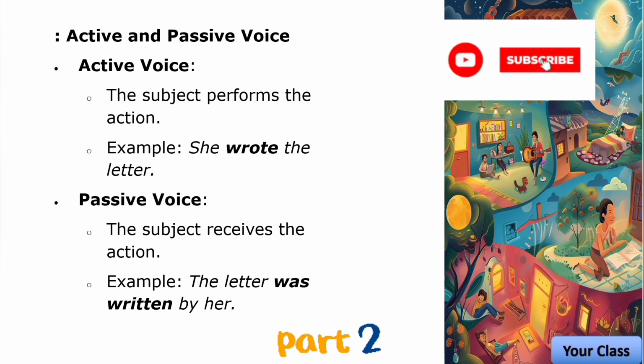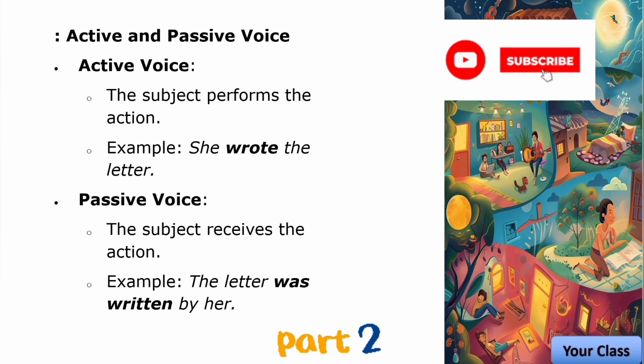In passive voice, the subject receives the action of the verb. The object in the active voice becomes the subject in the passive voice. Structure: subject plus be verb (is, was, etc.) plus past participle plus agent. For example, the letter was written by her. In this sentence, the letter is now the subject, which was the object in the active voice. Was written is the verb using the past participle of write, and by her indicates who performed the action, the agent. The focus has shifted to the letter, which is receiving the action.